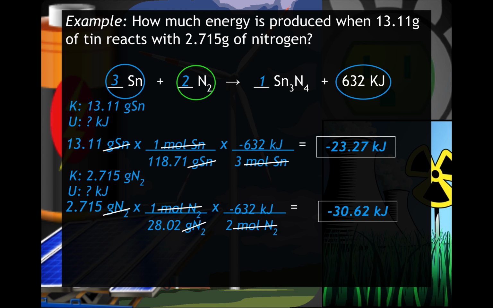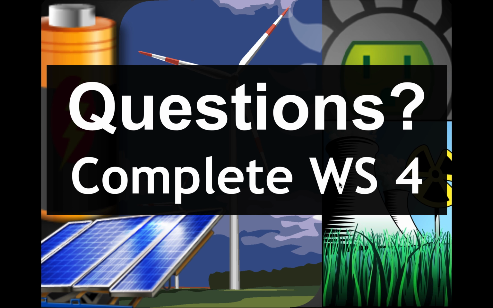This amount of nitrogen will produce 30.62 kilojoules. So that's a greater amount. So this will be the amount that's actually produced. So let's go ahead and give that a try.